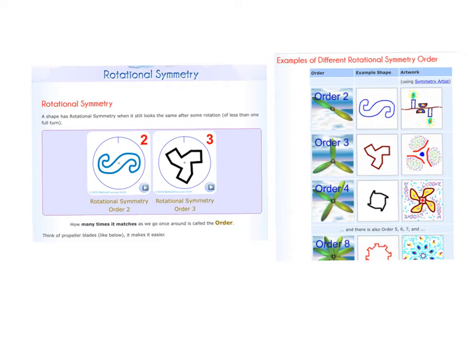In this part of the video, we're going to talk about rotational symmetry. So a shape has rotational symmetry when it still looks the same after some rotation. So if you take it and you're able to turn it around.